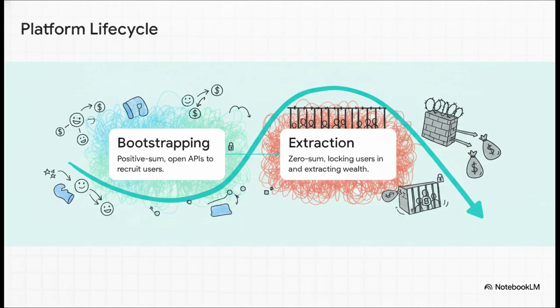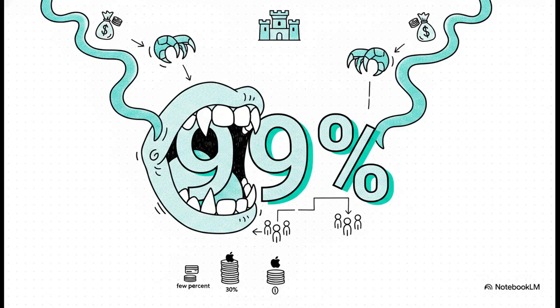The relationship turns entirely zero-sum. The walls go up, users get locked in, and the platform violently shifts to aggressively extracting wealth from the exact same people who built its value in the first place. And just how aggressive are we talking here?